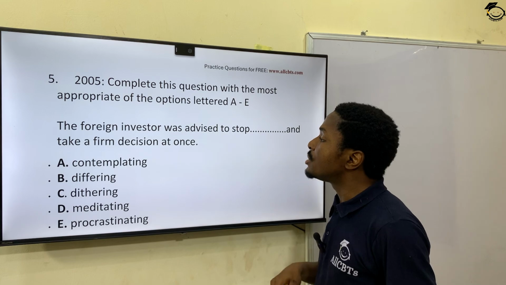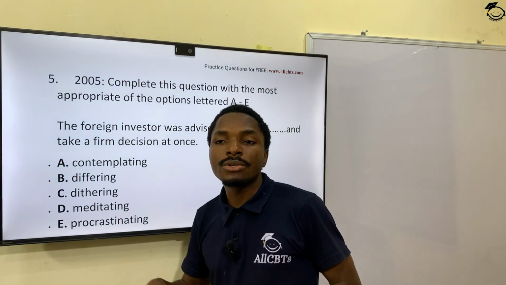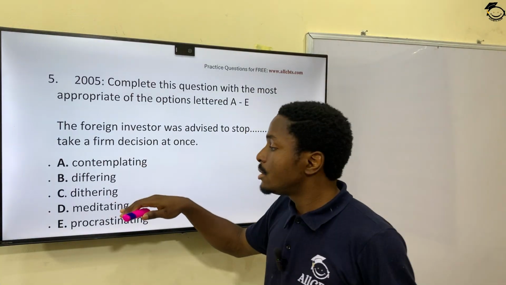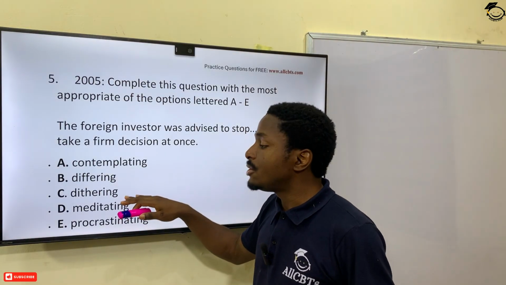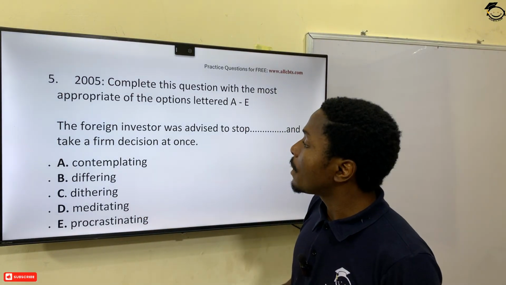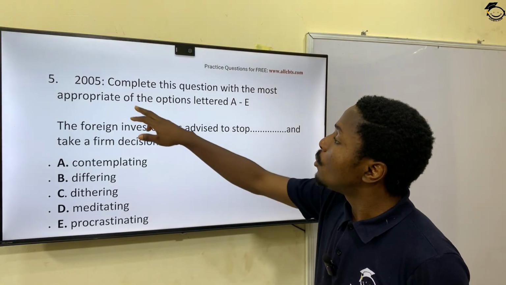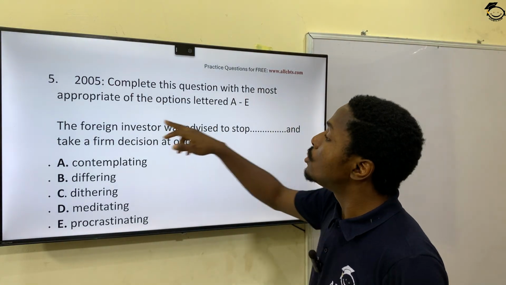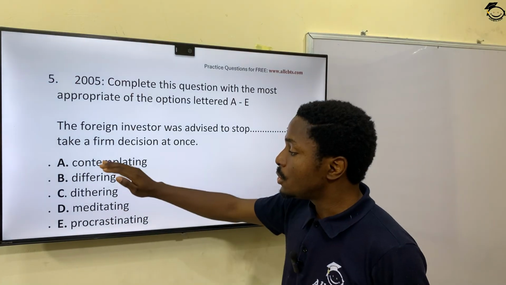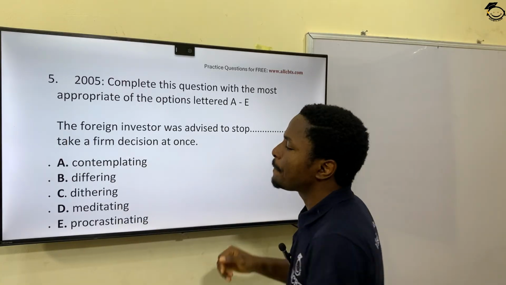The foreign investor was advised to stop dash and take a firm decision at once. So you have contemplating, deferring, dithering, meditating, and procrastinating. The foreign investor was advised to stop dash and take a firm decision at once. We are completing this question with the most appropriate. So which of these words is the most appropriate for what is being said here?